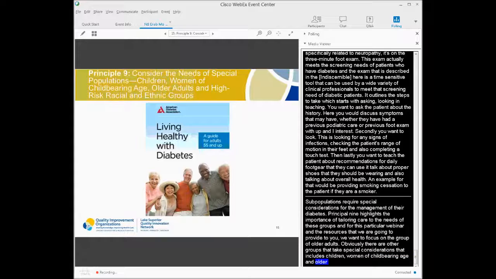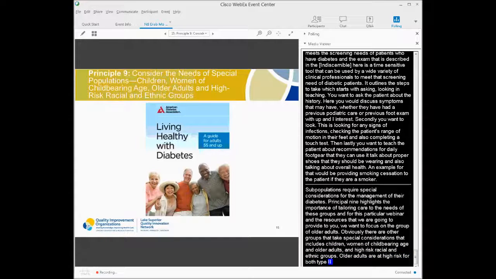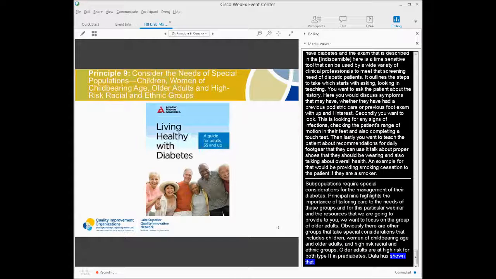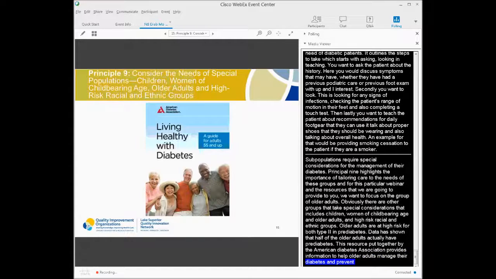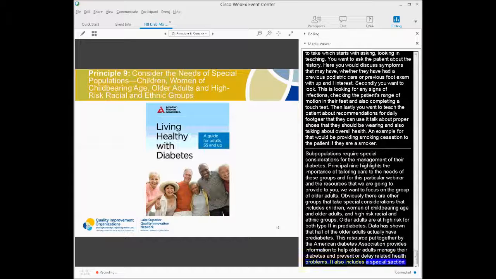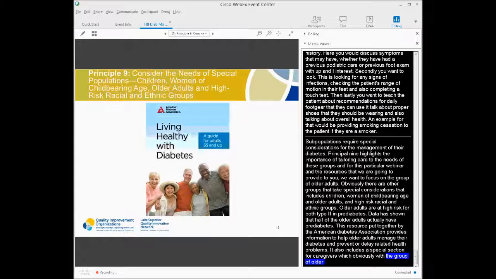Older adults are at high risk for both type 2 and prediabetes, and data has actually shown that half of older adults actually have prediabetes. So this resource, put together by the American Diabetes Association, provides information to help older adults manage their diabetes and prevent or delay related health problems. So it also includes a special section for caregivers, which obviously with the group of older adults, there are going to be probably more caregivers involved with the management of their diabetes, and it gives them tips on giving support to their loved ones.